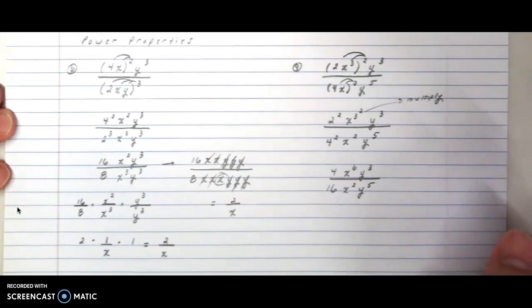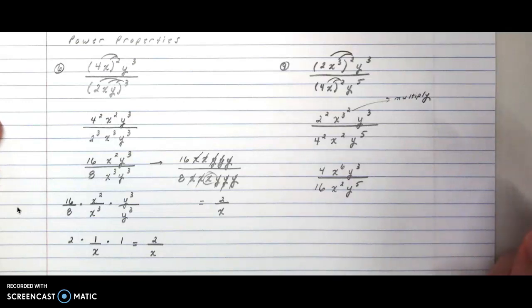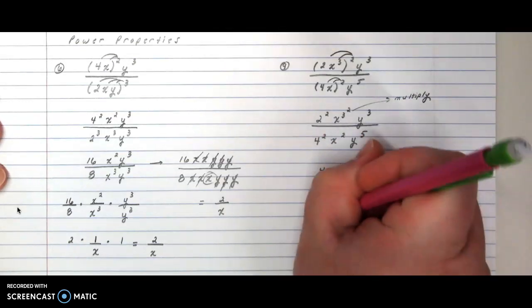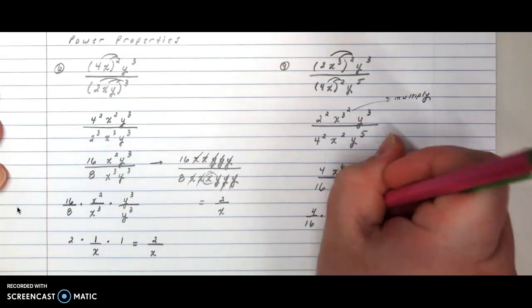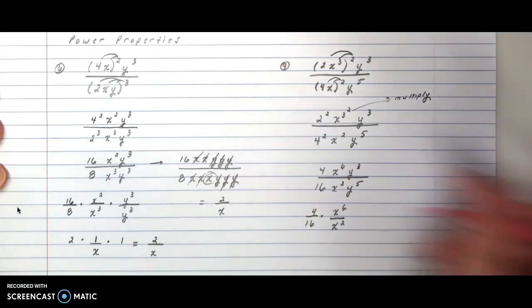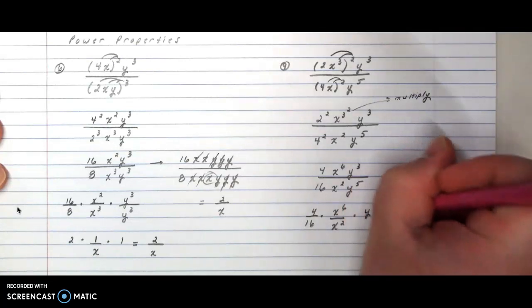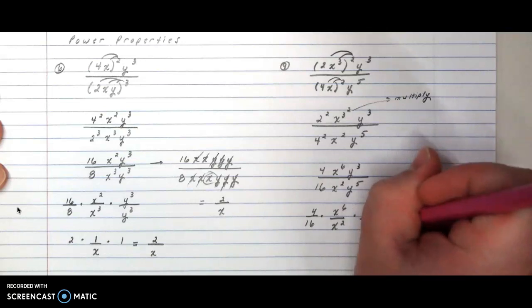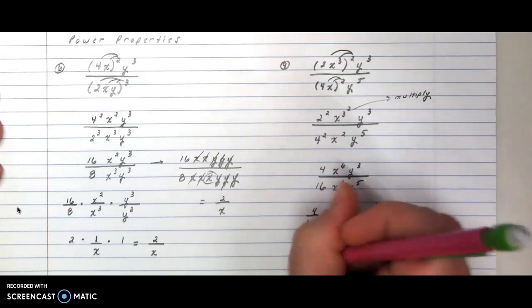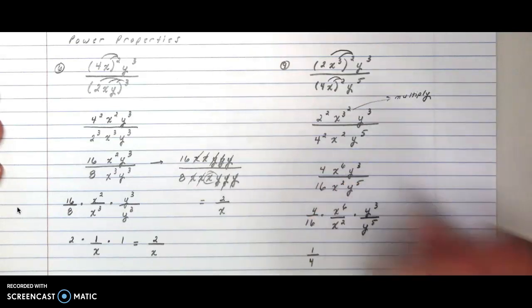Now again, if you want to think of this in two different methods, we could break it up. That's one of our methods. We could do 4 over 16 times x to the 6th over x squared times y to the 3rd over y to the 5th. So I'm just breaking it up by letter and by number. And then we could simplify and we could do that whole sort of tug-of-war game. So we have 4 over 16. That reduces to 1/4.